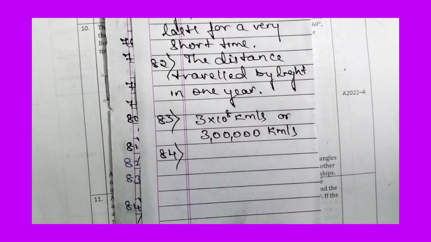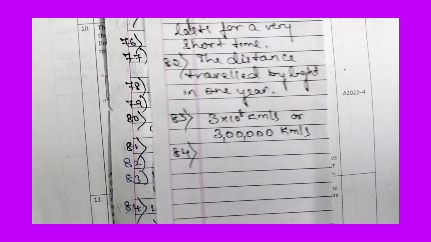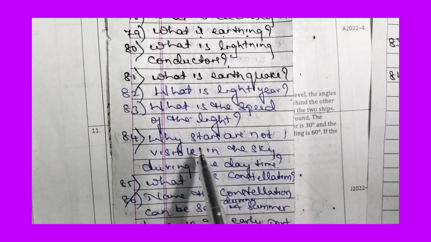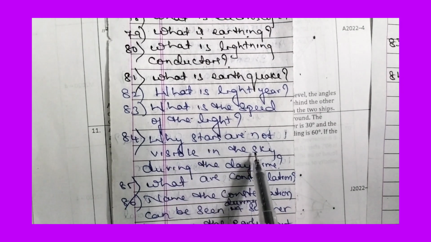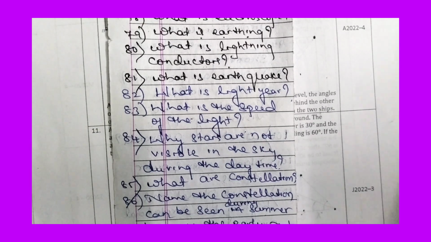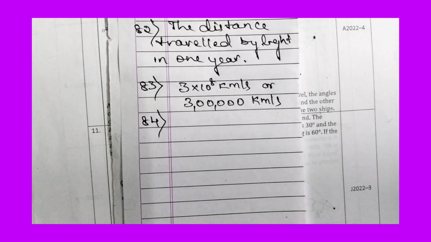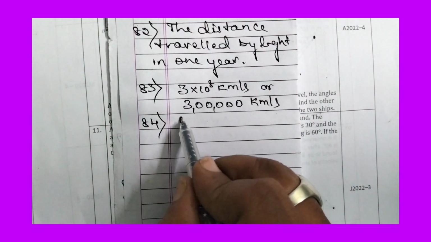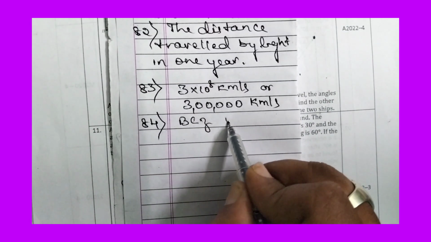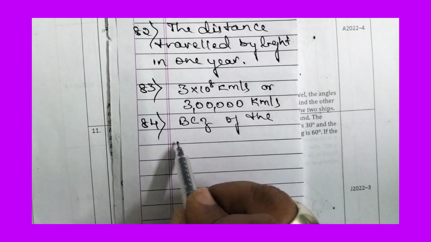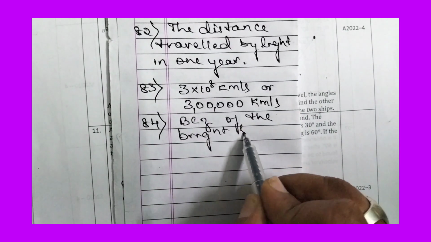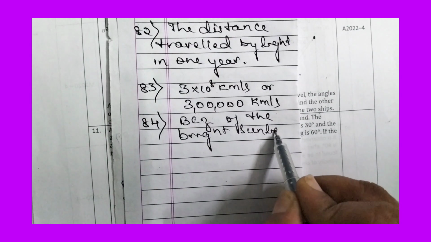Now let us move to the 84th question. The 84th question is, why are stars not visible in the sky during the daytime? Because of the bright sunlight.